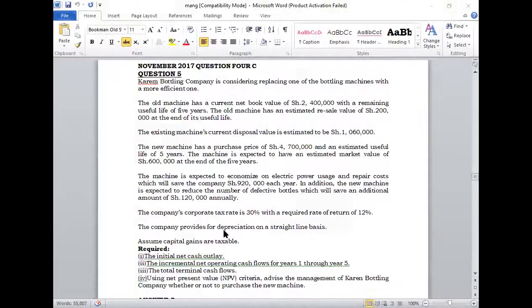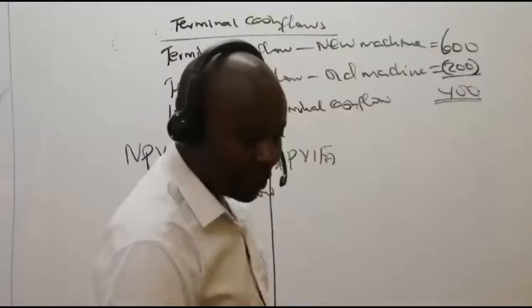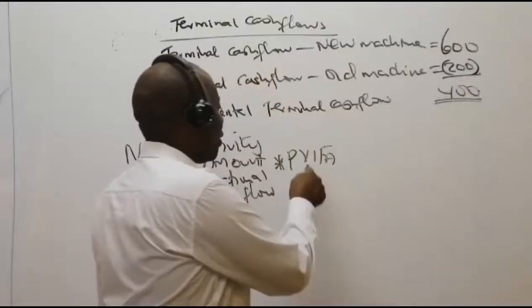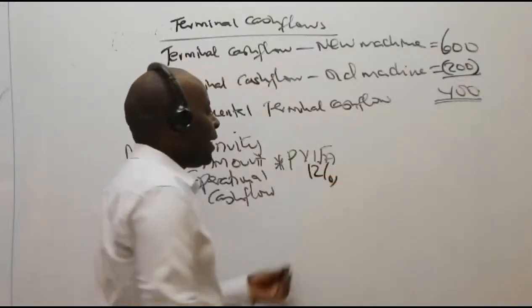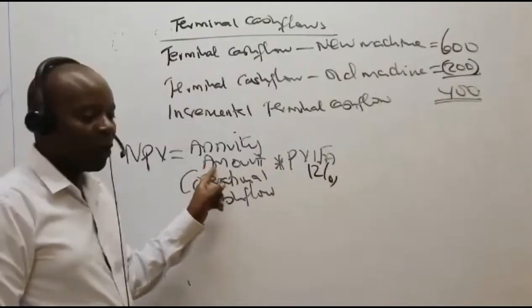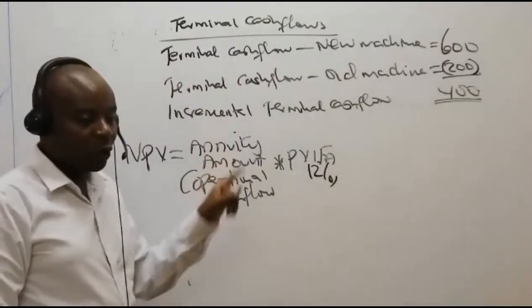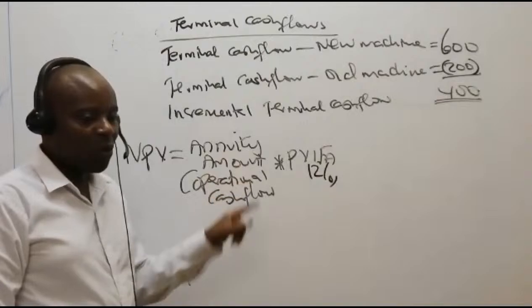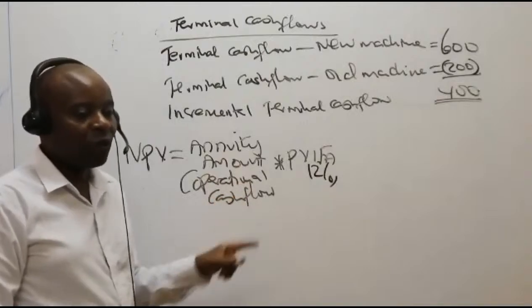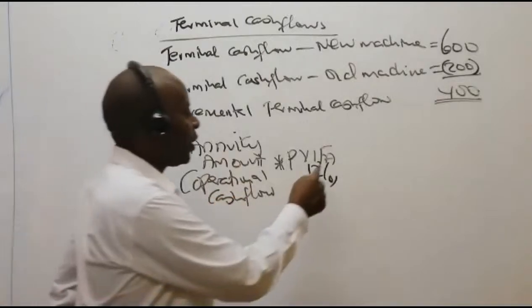Cost of capital. You can see the required rate of return is 12%. So at 12%, for how many years are we going to enjoy this annuity amount? It has to be the number of years of the new machine, so 5 years.